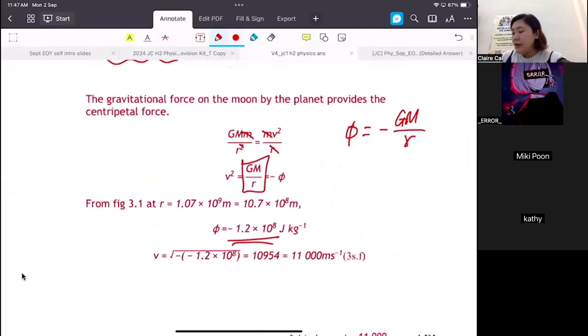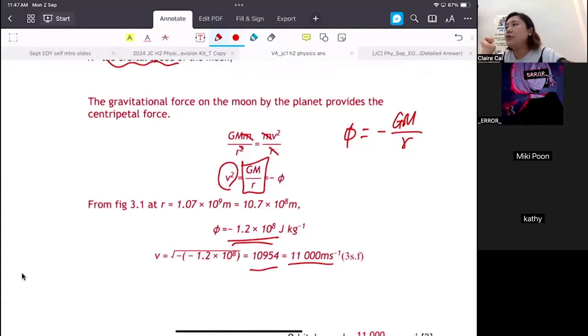So this one, GM over R is equal to V squared. So if I want to find my V, you just need to take the square root of 1.2 times 10 to the power 8. Again, working-wise, why do I do 2? The one is the longer one, which if I need to use the value, I'll use the longer one. Then for your final answer, you just round off to the significant figure required in the question.